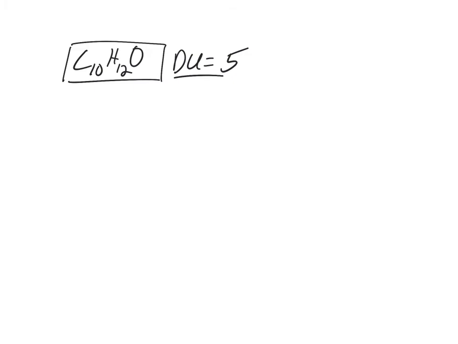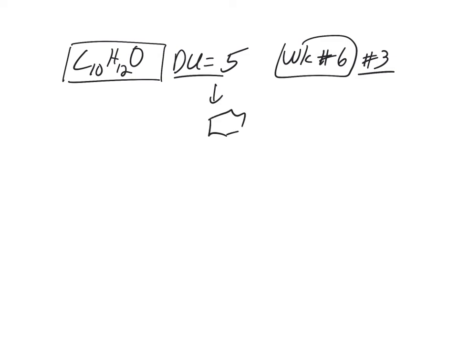So here we're doing workshop number 6, problem number 3. First thing you need to do, C10H12O, you've got to calculate the degrees of unsaturation. Gotta get that right. In this case, it's 5. Anything more than 4, we think, ding, ding, ding, benzene ring. So we're thinking this. We're not sure yet, but we're thinking that.